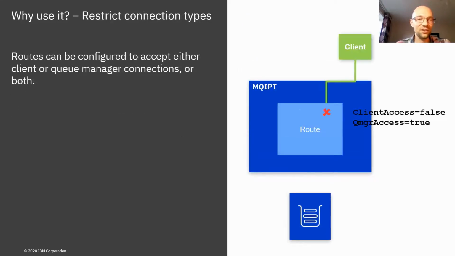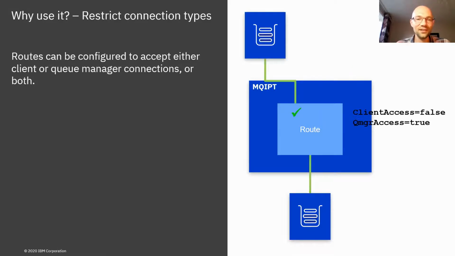So something else that you can do is to restrict the types of connections that come into a queue manager through a specific MQIPT route. So you can, for example, block any clients from connecting to a certain route and only allow connections from queue managers. As you can see in the diagram again, if a client tries to connect in through this route, it won't be allowed, but if a queue manager tries to connect, it gets allowed.